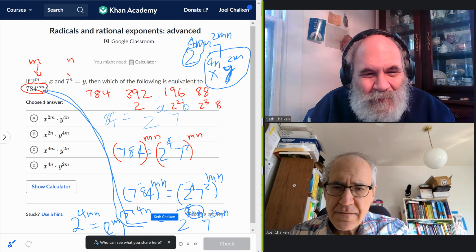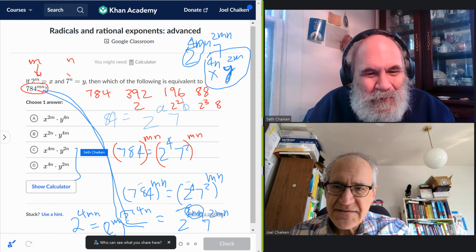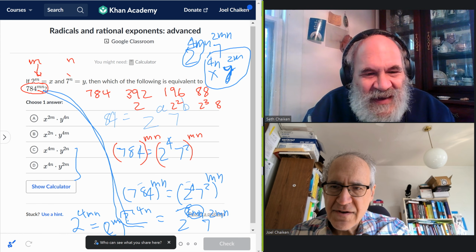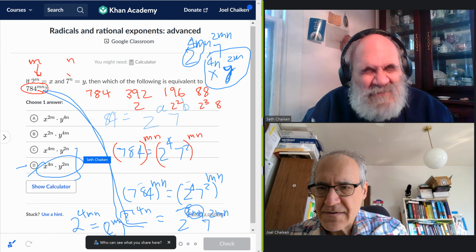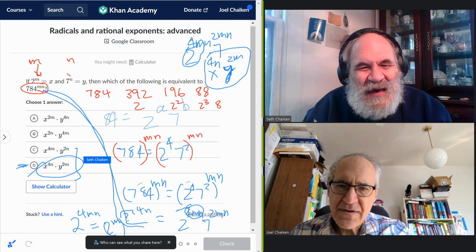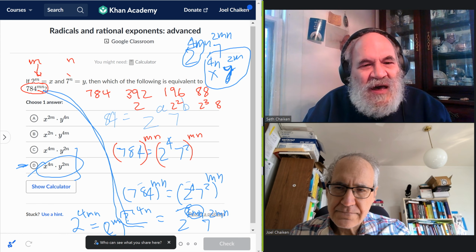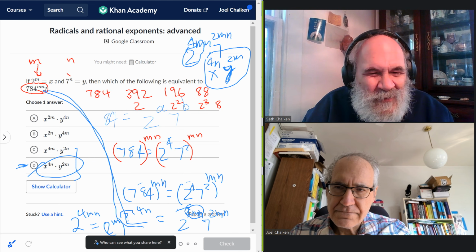So it's one of these choices. It's x to the 4n. Yeah, it's that one. And I didn't mess with the y, so let's check if the y exponent is consistent.